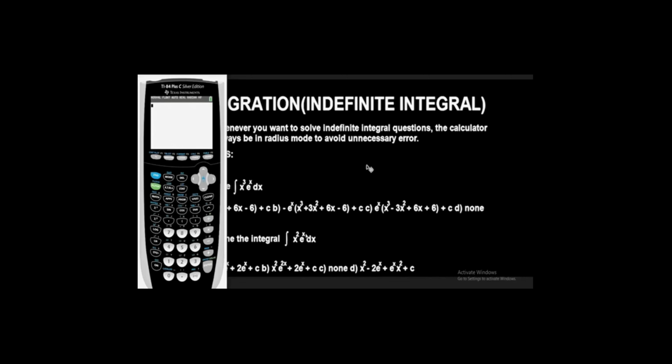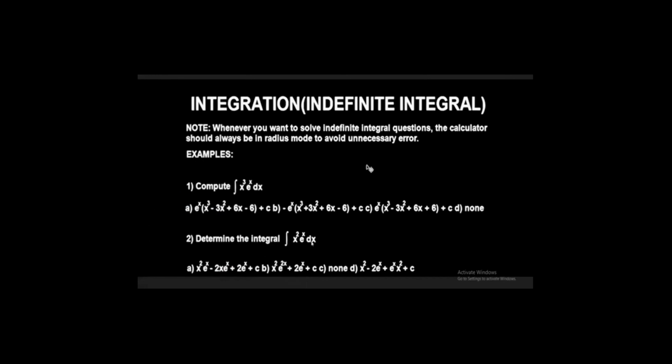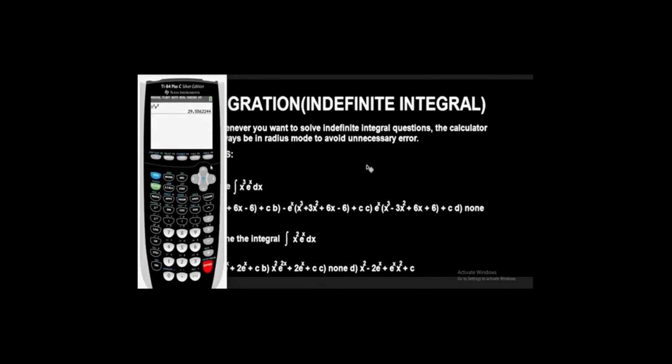So let's simplify x squared exponential to the power of x. So we make use of this x squared, then exponential to the power of x. We press this second button and this ln button, then put the power there, which is x. So let's press enter or equal to get 29.55. So right now we're going to find the derivative of the options. Anyone that gives us 29.55 will be the answer to this question. So let's clear this.